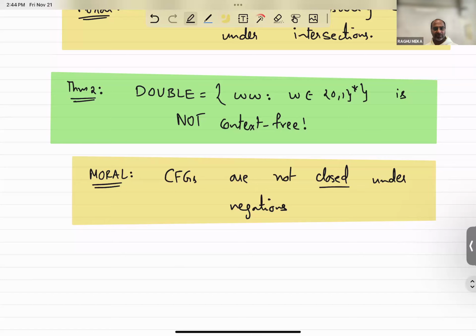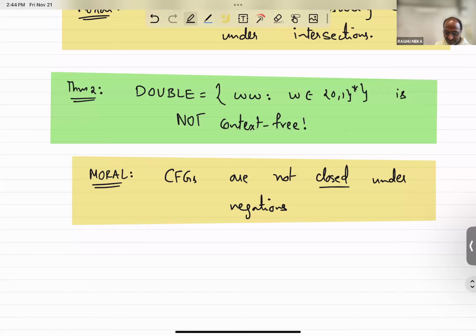Any questions about these takeaways and why this might be true? We still have to show these two theorems, but barring that, we have a very clear message about context-free grammars. That was the reason why I wanted to do these examples in particular.